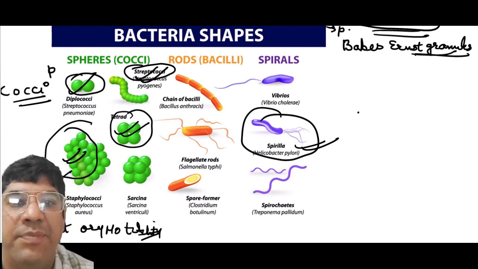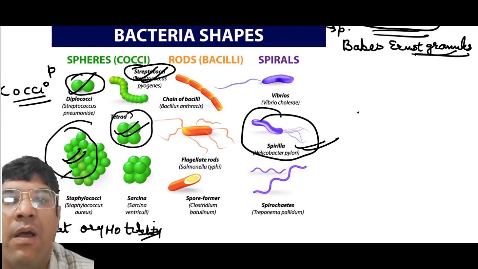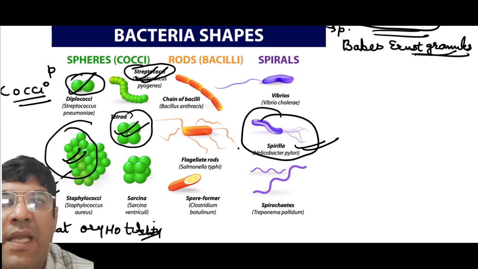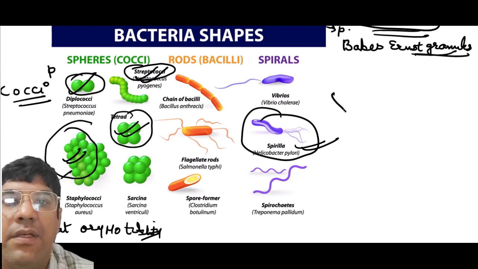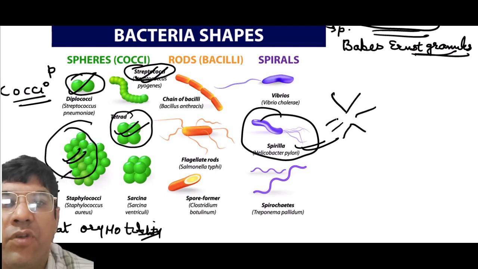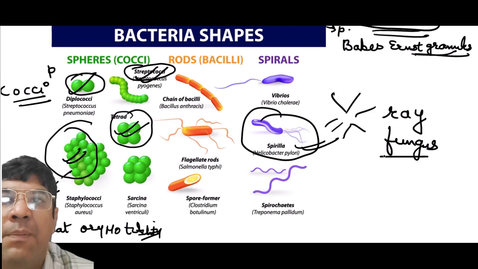Actinomycetes are filamentous bacteria with branching structures. So they radiate outward like the rays of the sun. So that is why they are known as ray fungus. Ray fungus, they are named as actinomycetes.